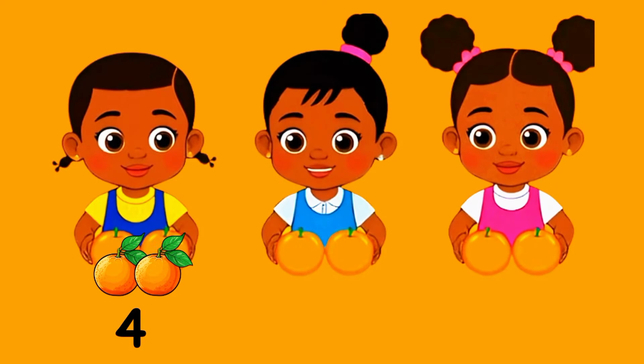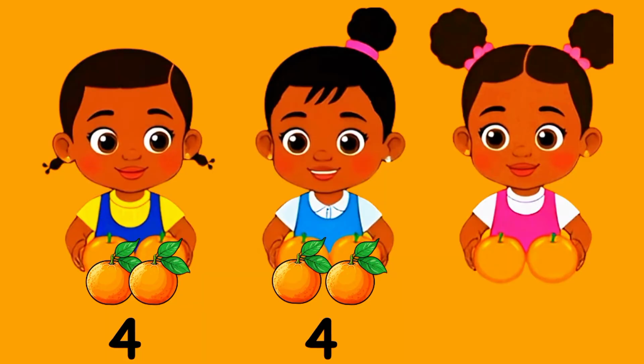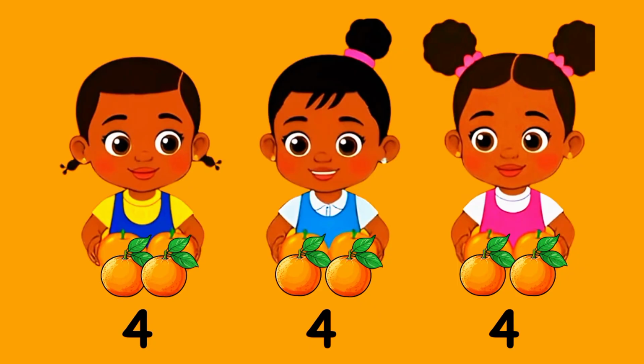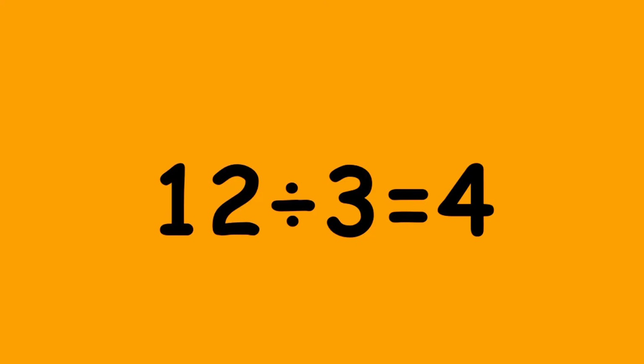All right, so let's see what each of them have. 1, 2, 3, 4. Second person, 1, 2, 3, 4. The third person, 1, 2, 3, 4. That means 12 divided by 3 is 4. Wow. Now let's take the second example.